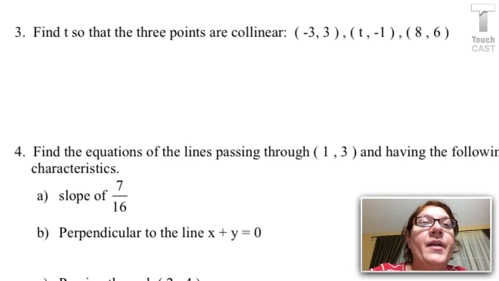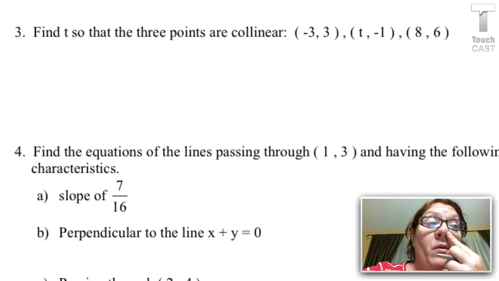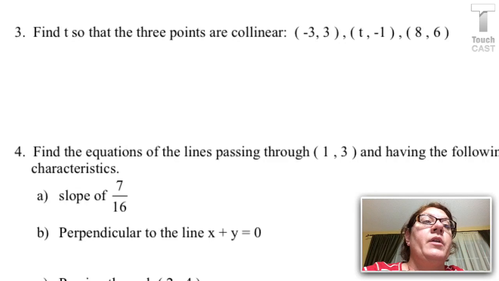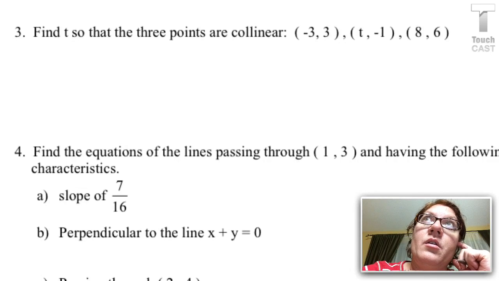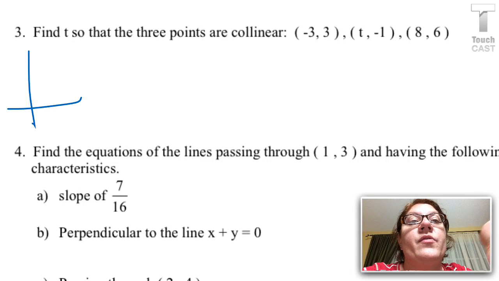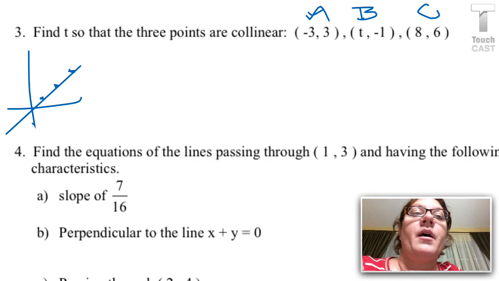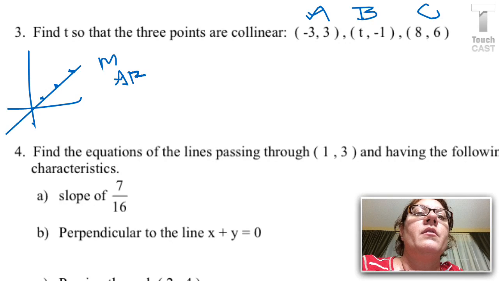Hey, algebrainiacs. So this next question, of course, is an algebra question. If you remember, in order for points to be collinear, they all lie on the same line, and we know that the slope is constant everywhere. So if I call this A and B and C, I know that the slope from A to B has to equal the slope from B to C.